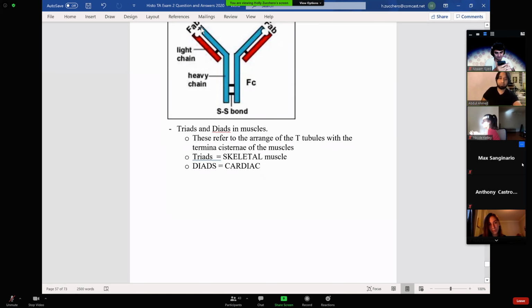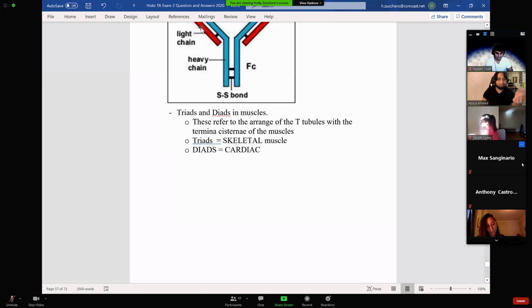Now, going into muscles, you have triads and dyads. Triads are going to be in the skeletal muscle. You're going to have the T tubules, sorry, T tubules, and the terminal cisterna, which is going to be on each side. That's going to tell you skeletal muscle is triads, and cardiac muscle is sort of just a T tubule and a cisterna. T for T, skeletal, triad; D for D, cardiac, dyad. If it helps you remember the short term, at least you got it down. All right, let's go down.